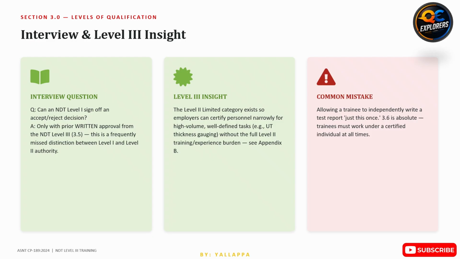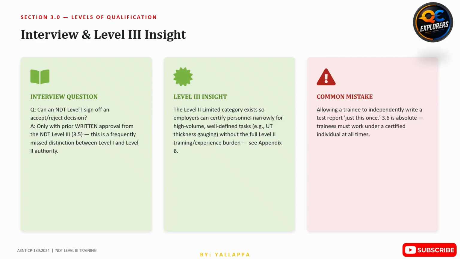One common interview question is whether a Level 1 technician can make an accept or reject decision. Under CP-189, a Level 1 may only perform this responsibility when specific written authorization has been provided by the responsible NDT Level III. Otherwise, acceptance decisions remain the responsibility of qualified Level 2 or Level 3 personnel.